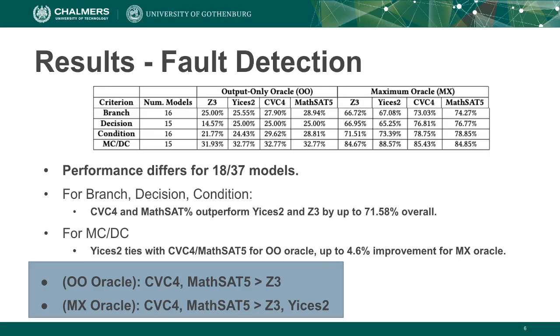Now, our remaining research questions examine the impact of solver choice on fault detection of the generated test suites. There are 18 of the 37 models where we see performance differences between the solvers across all 4 coverage criteria. Essentially, what we see is that for the output-only oracle, CVC4 and MathSAT5 outperform the Z3 solver with significance. With the maximum oracle, CVC4 and MathSAT5 outperform both Z3 and Yices2 with significance, so we do see clear performance differences between these solvers.